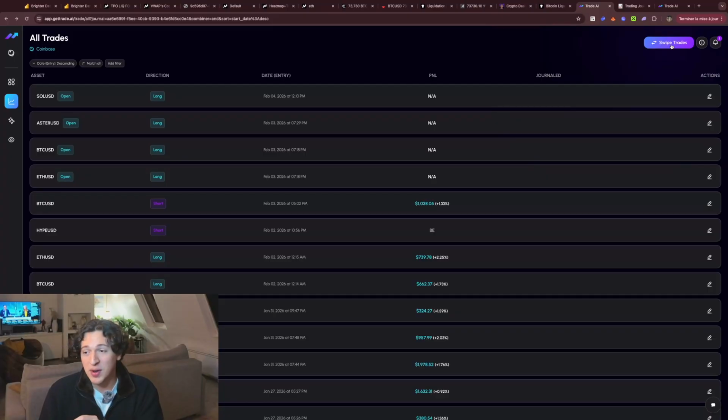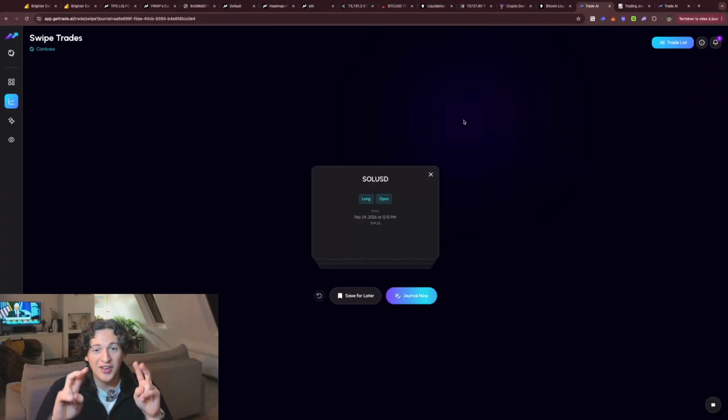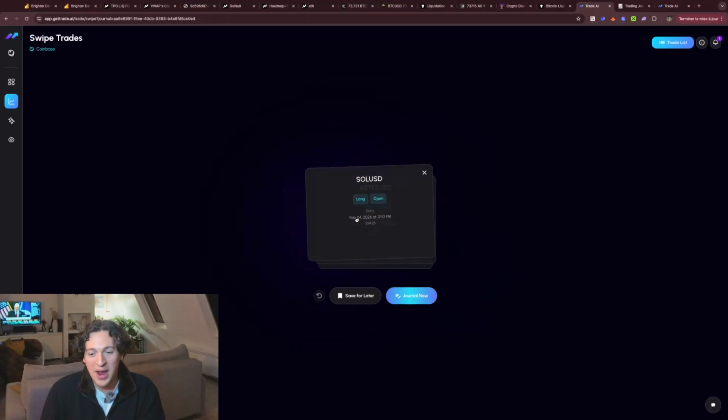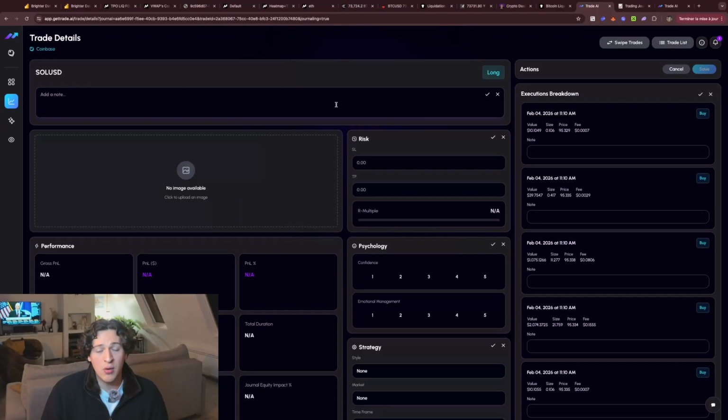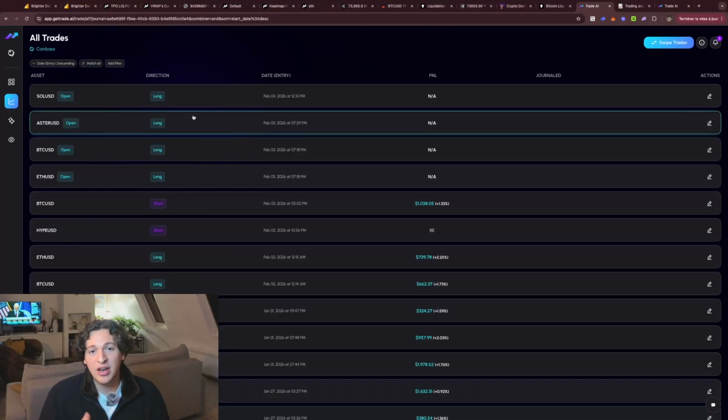Just click on swipe trades here and it will open a Tinder-like menu where you can swipe left or right to say basically I want to journal this later or I want to journal this now. It will open the trade and you can journal it. It's very good, and it gives you a gamification element for your trading journal, because sometimes it's boring and now you have this little fun thing to do, and you can review your trades maybe overnight or at the end of the weekend or something like that.